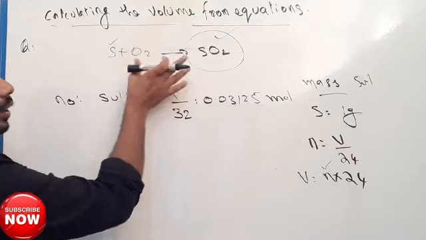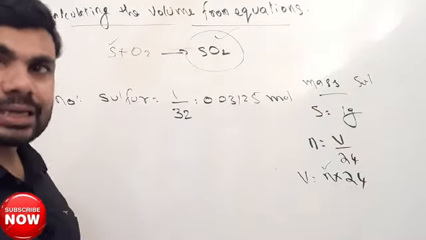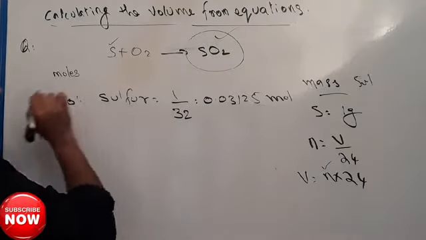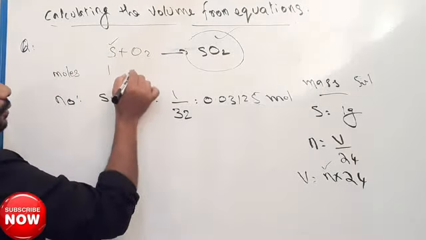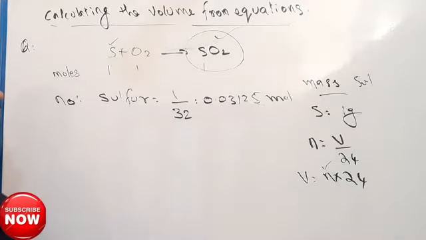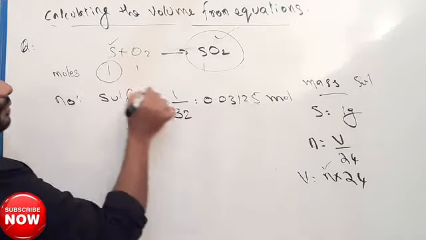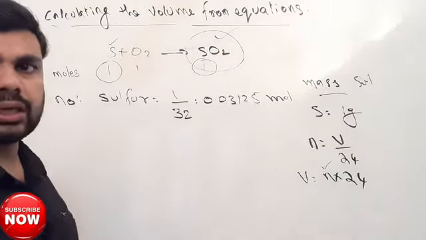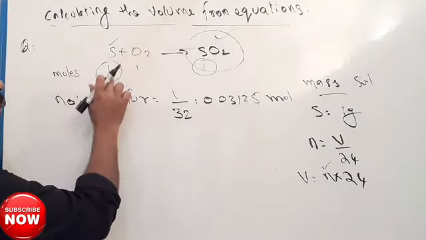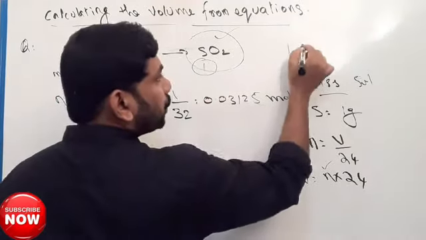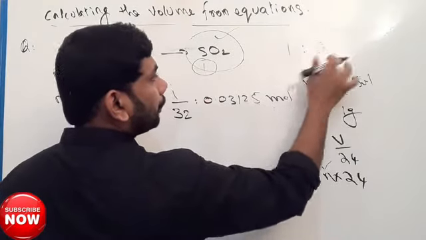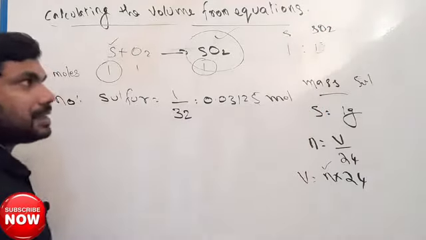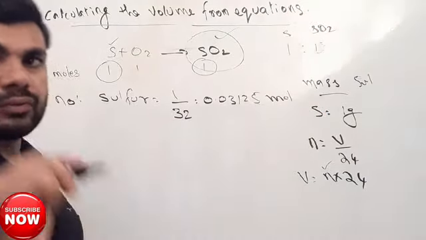We already discussed that using the balanced equation we can find moles. Using the balanced equation, here 1 sulfur, 1 oxygen, 1 sulfur dioxide. So 1 mole of sulfur gives 1 mole of sulfur dioxide. Using the balanced equation, you can say the mole ratio is 1:1.